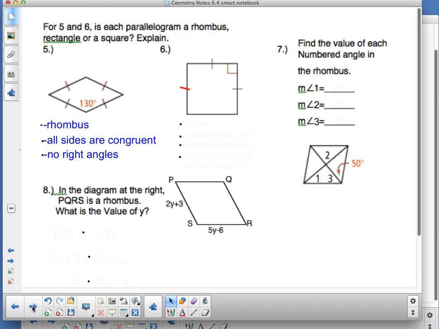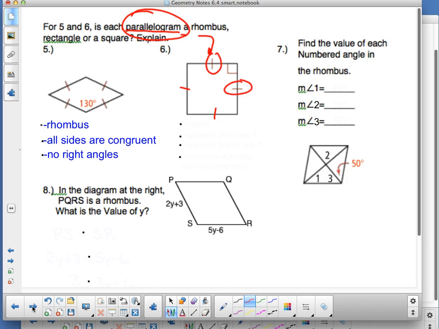What's the next one? Why? Because I said so. What? Say it louder. How do you know all the sides are congruent? I just have two of them. And opposite sides in a parallelogram are congruent. So because of these two, I know these two automatically. So yes, I got all the sides are the same.